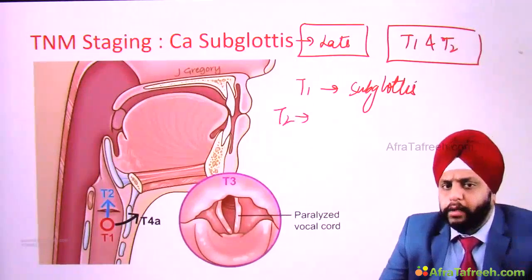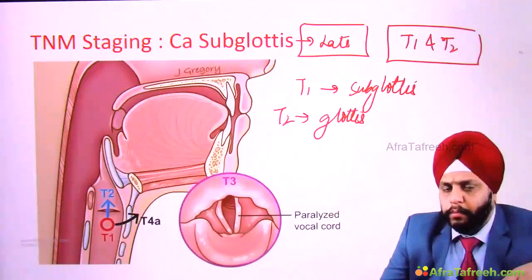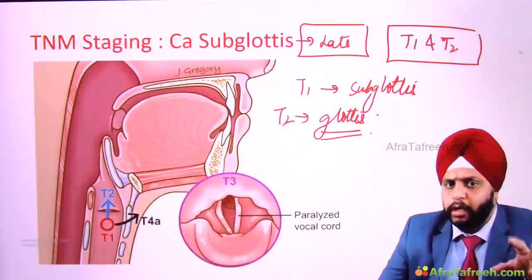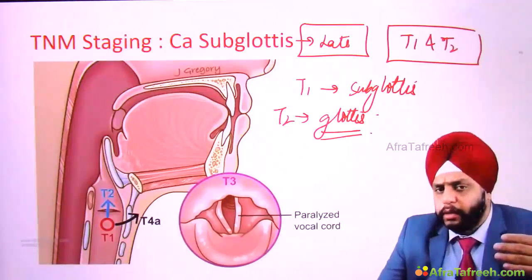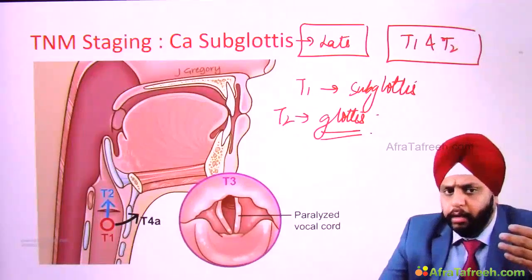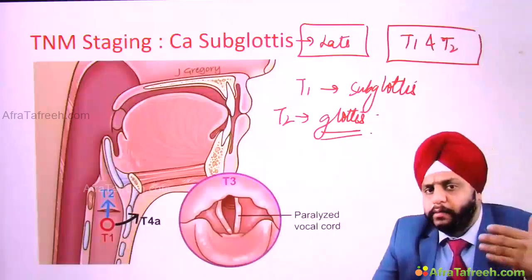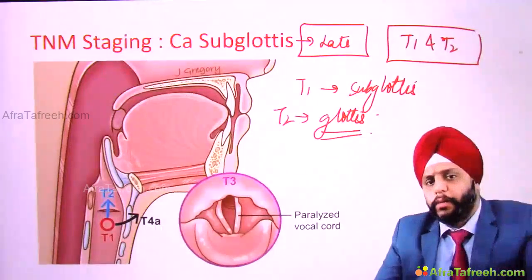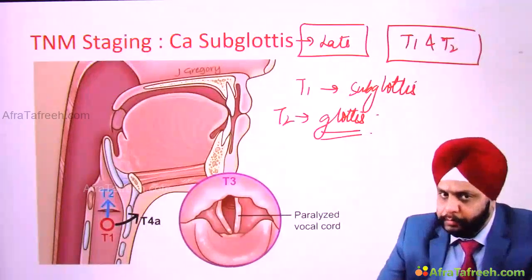T2 malignancy comes to glottis, but the vocal fold is yet not fixed. Okay, right? So sometime you may have hoarseness, right, because of glottis involvement, but then you cannot know whether it is glottic carcinoma or it is subglottic carcinoma. You don't know whether the malignancy has gone from above to below or from below to above, right?